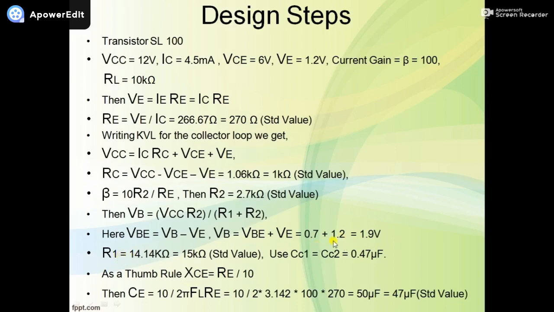Then put this VB is equal to 1.9 volt in this equation. VB is 1.9 volt, VCC is 12 volt, R2 value is 2.7k, and from this equation our aim is to calculate R1. After calculation we are getting this 15k resistor.